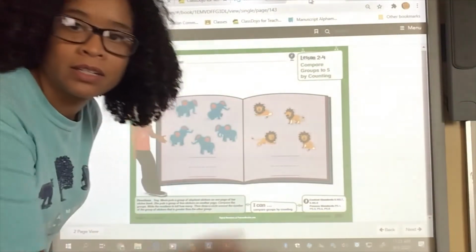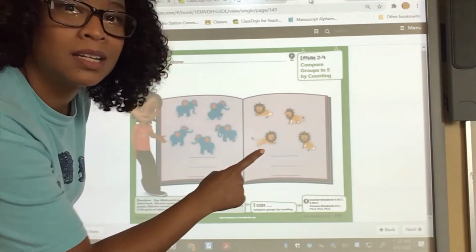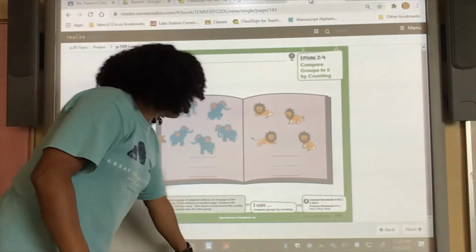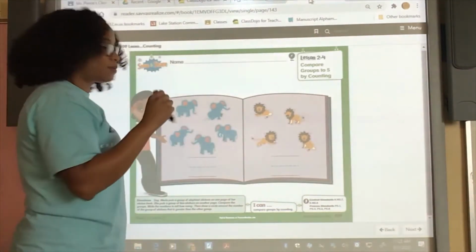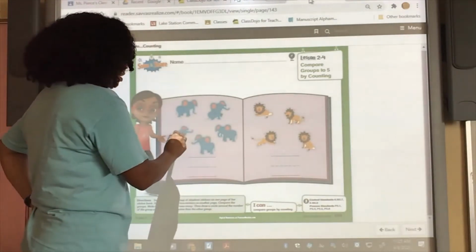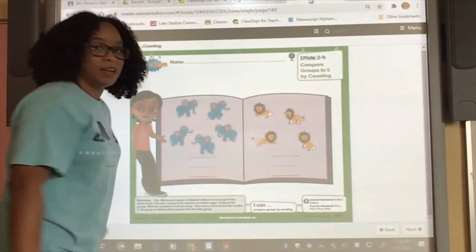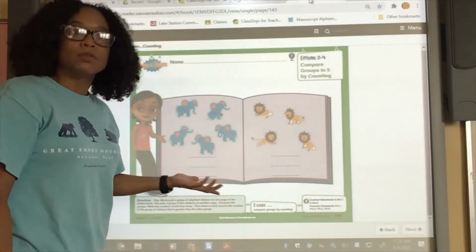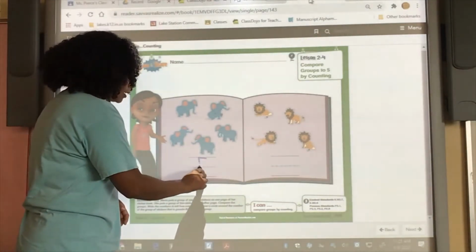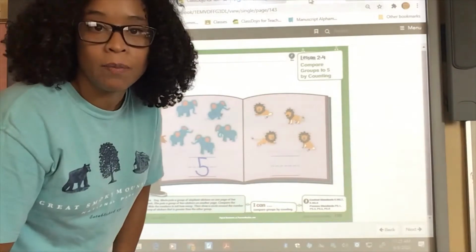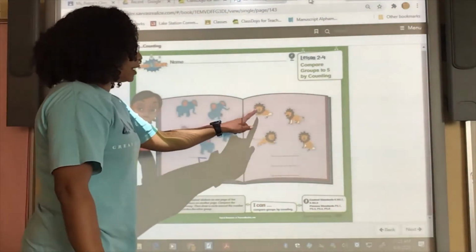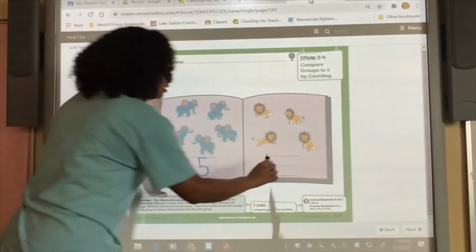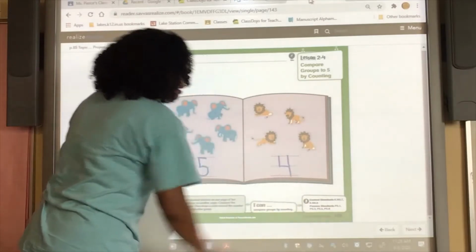So it looks like our first practice one, we're using elephants and lions. So first, let's count how many elephants we have. Are you ready to help me? All right, here we go. 1, 2, 3, 4, 5. There are 5 elephants. So what number am I going to write right here? I'm going to write the number 5. Over, down, and around. Okay, help me count the lions. 1, 2, 3, 4. There are 4 lions. So I'm going to write the number 4 right on the line.